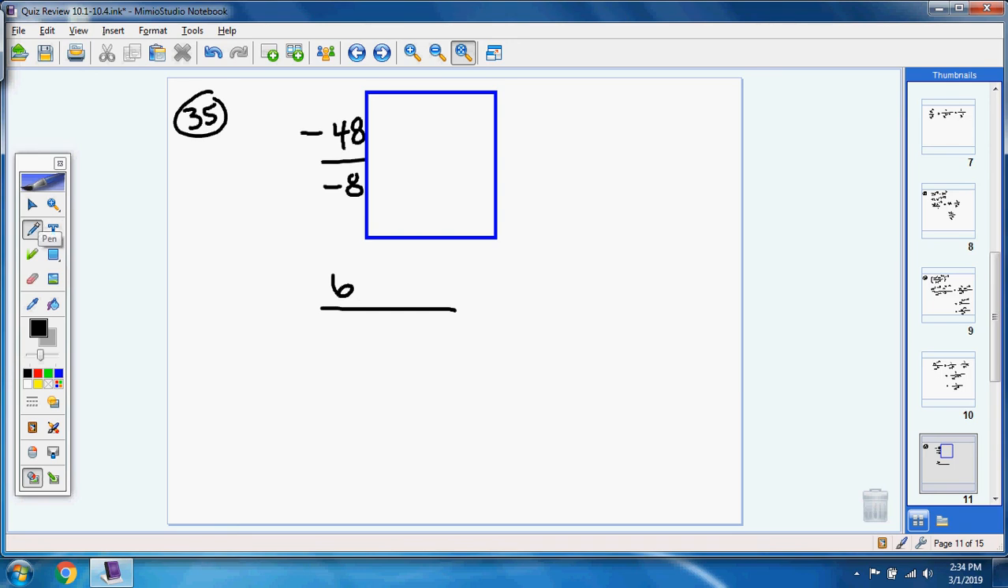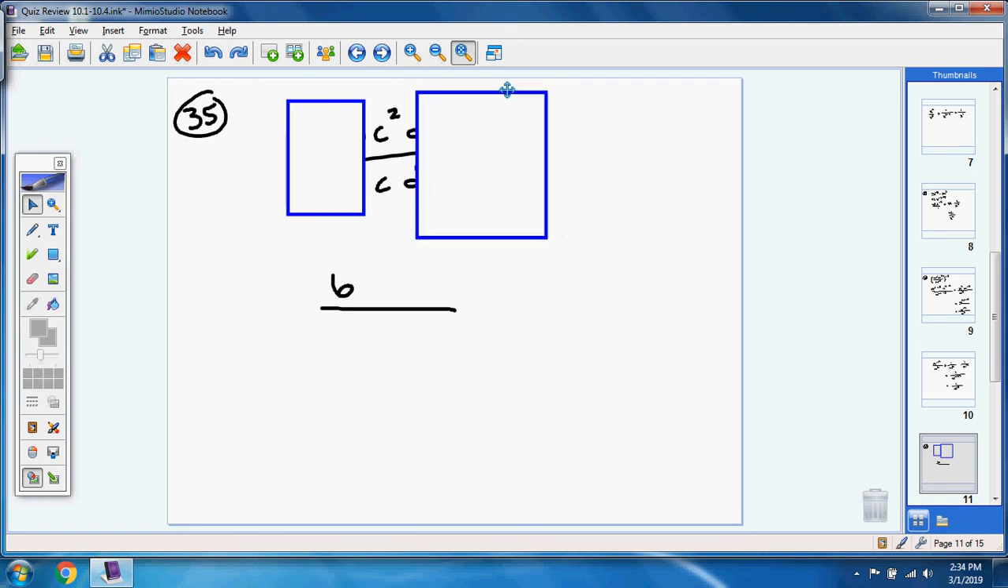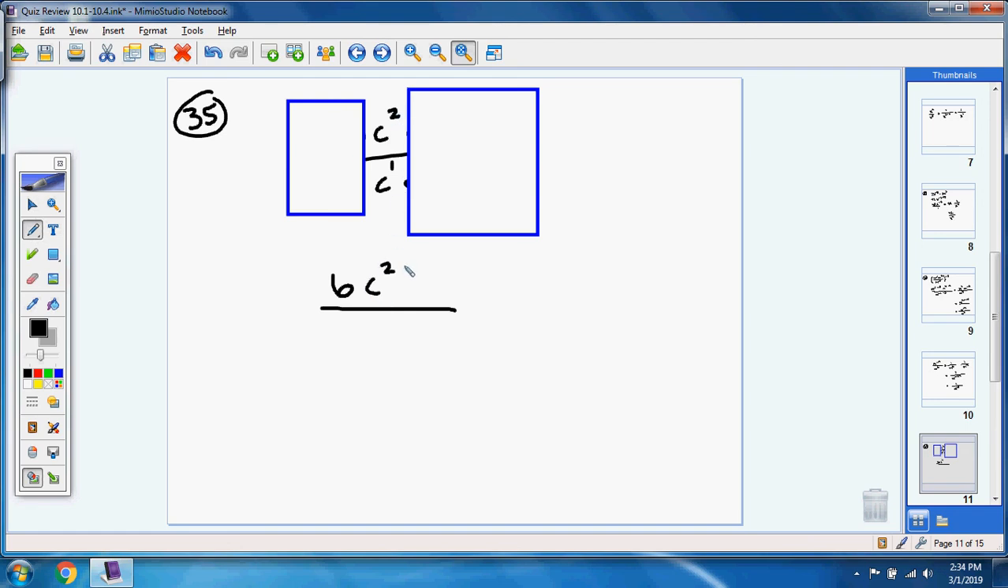Now that I've looked at the coefficients, I could look at the variables, specifically the c's. So if I have a c squared at the top and a c at the bottom, which is really a first power, the rule again is subtract. I'm going to subtract at the numerator because it's a bigger exponent there. So that's really just a 2 subtract a 1, which is obviously just a 1.